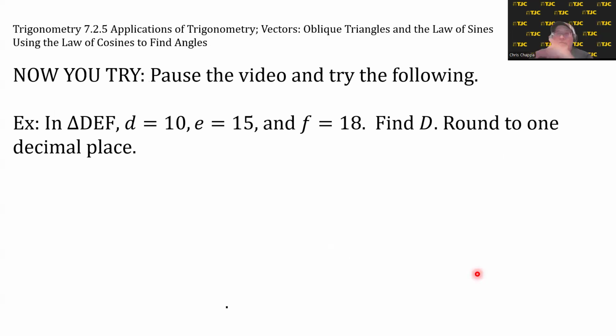Now you try. Pause this uncharacteristically long video and try the following. In triangle DEF, I have the same 3 sides as before. D is 10, E is 15, F is 18. Find angle D, round to 1 decimal place. Pause the video, give it a try. All right, here's your fair warning if you haven't paused the video to try it yet. Solution in 3, 2, and 1.